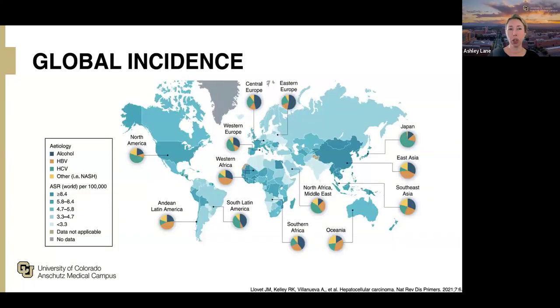I thought it'd be interesting to show you the global incidence of HCC. The darker the blue color, the higher the incidence. The little wheels next to the countries and regions break down the etiology of the chronic liver disease that led to HCC. You can see the United States has one of the higher incidence rates of HCC. And of those patients, as of right now, the biggest risk factor still is viral hepatitis, hepatitis C. But other etiologies are fast catching up, such as MASLD.